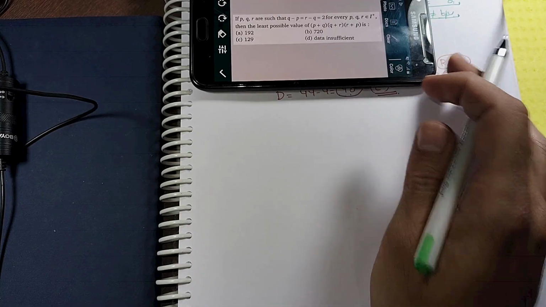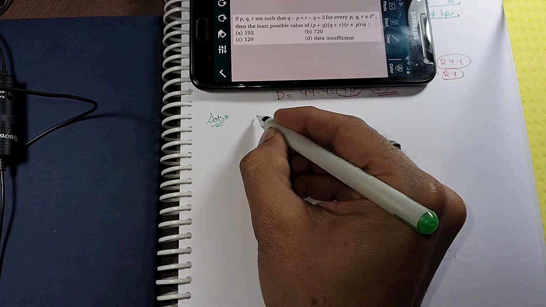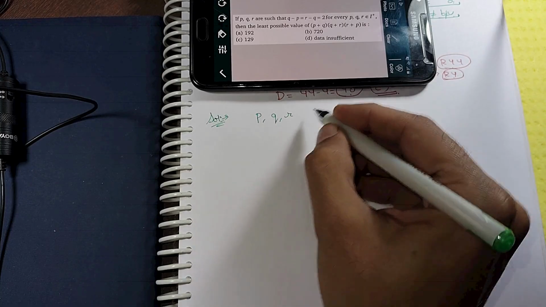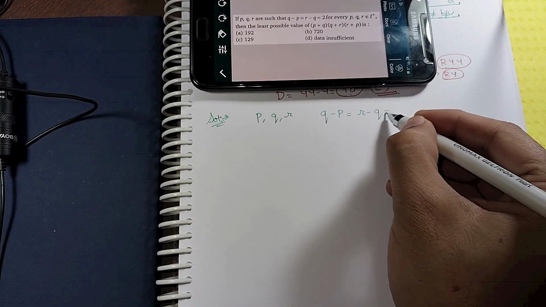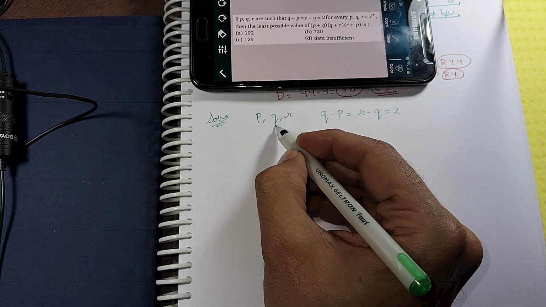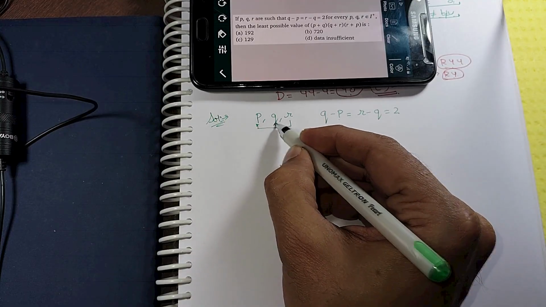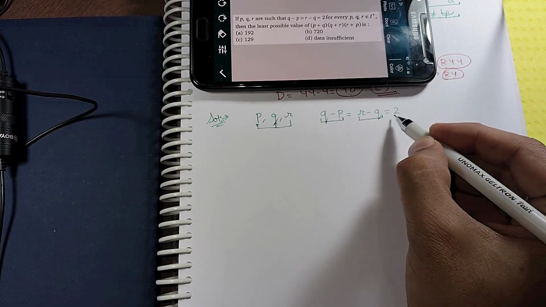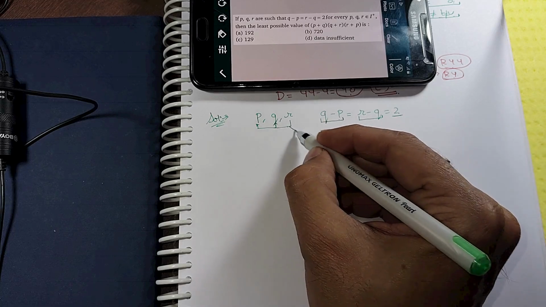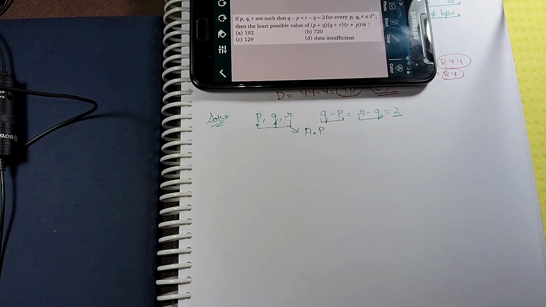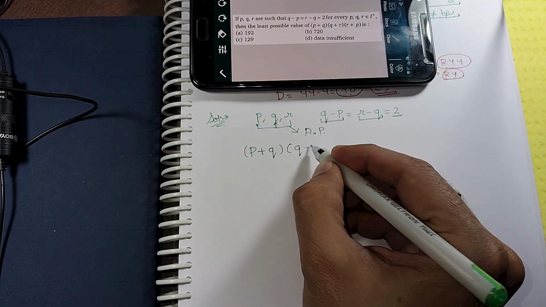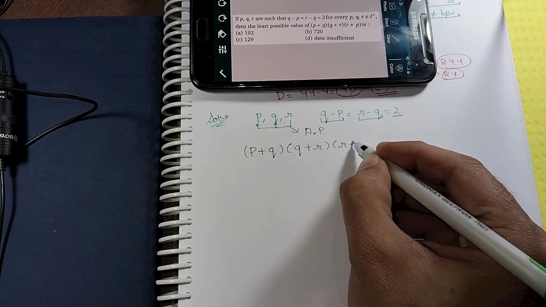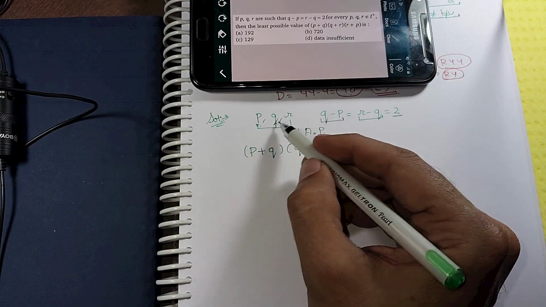If P, Q, R are such that Q minus P is equal to R minus Q is equal to 2. No, Q minus P is this difference and R minus Q is this difference. Now these differences are equal to 2. So this means P, Q, R are in AP. Now where P, Q, R belong to positive integers, then the least possible value of (P plus Q) into (Q plus R) into (R plus P) is? Now for this to be least, this AP should be least.